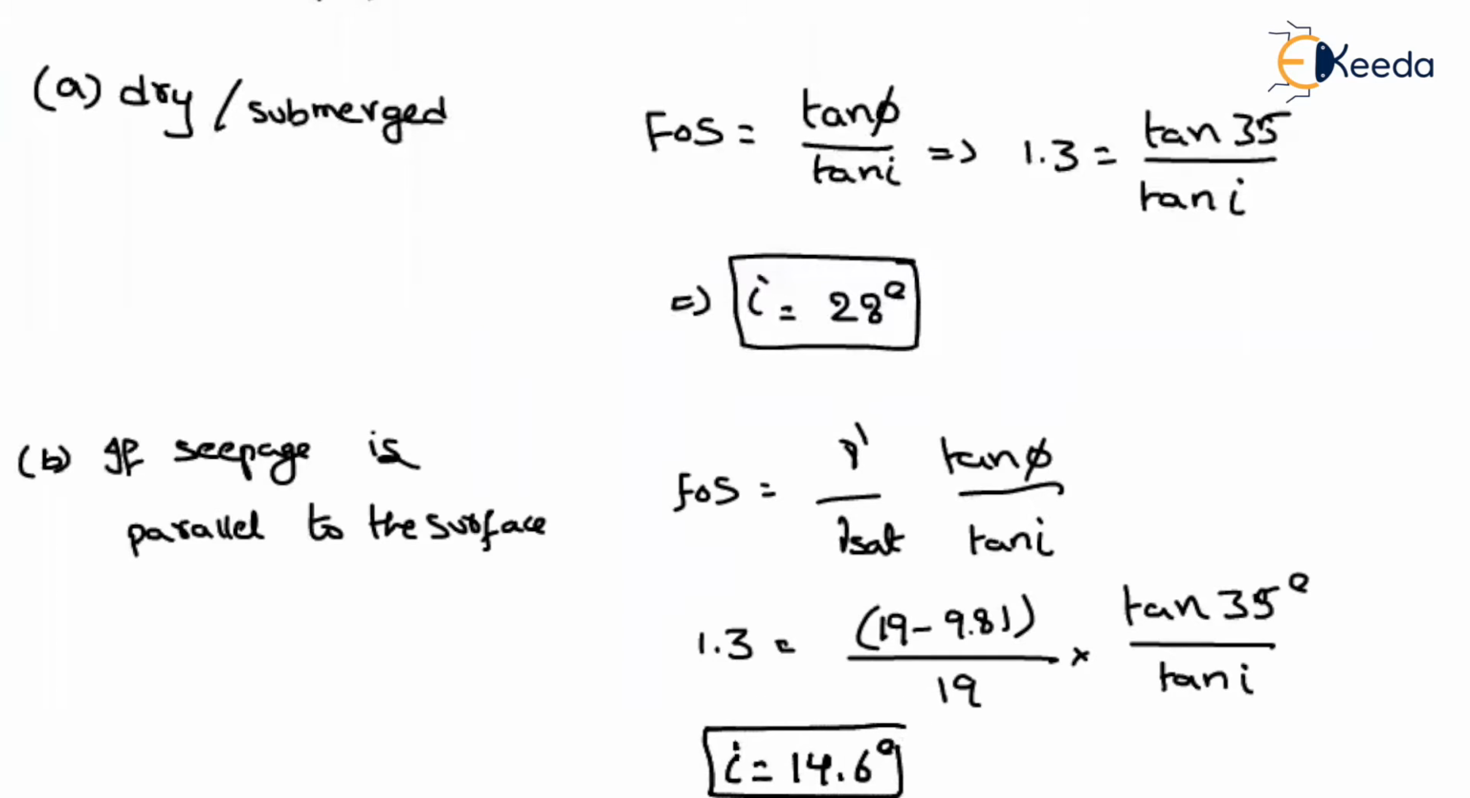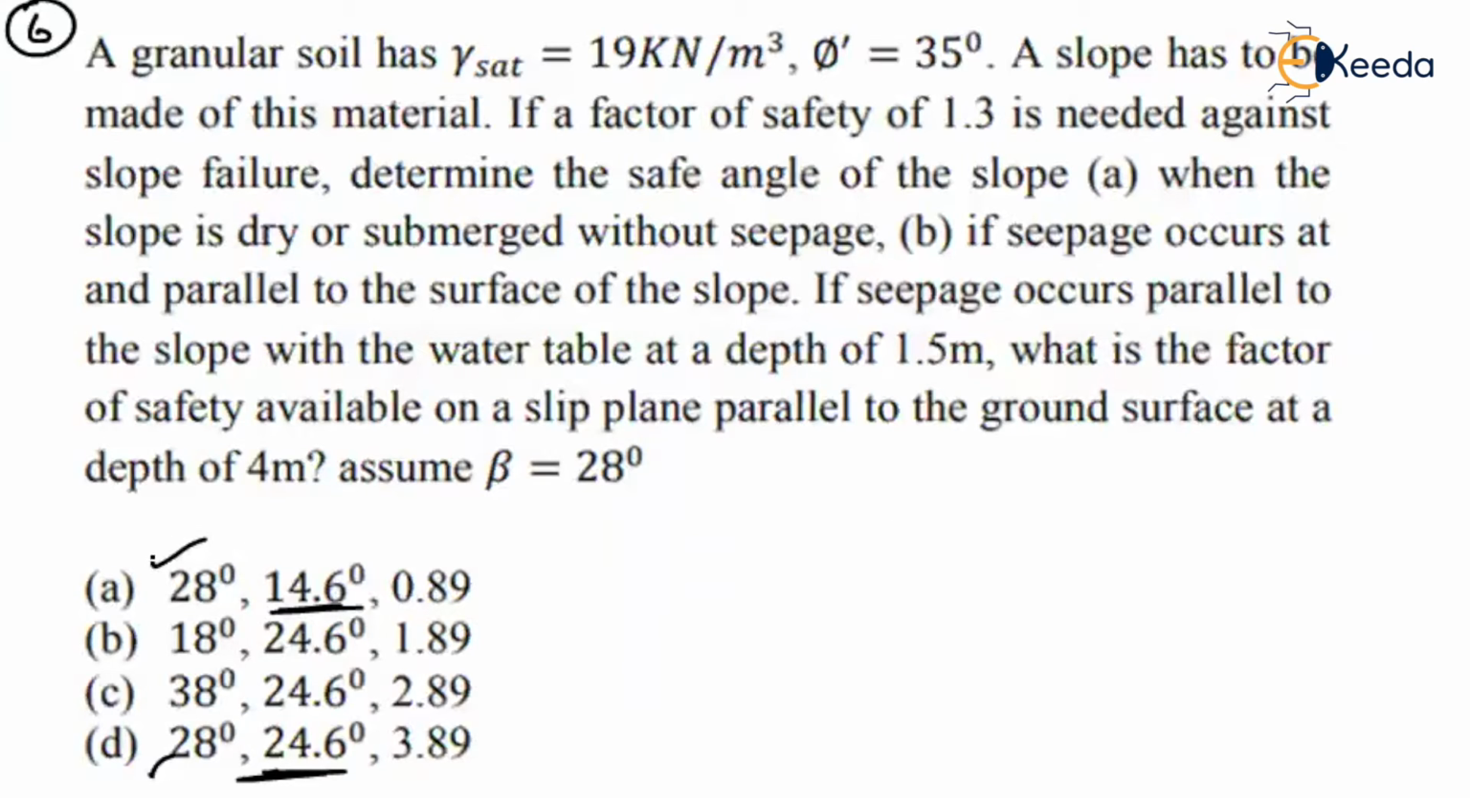So with these two, in the exam you can choose the options 28 degrees, 14.6. So what is the correct option? Without doing the third one also, we can directly pick option A as the correct one. So what about the remaining term, 0.89? How can you find it out?